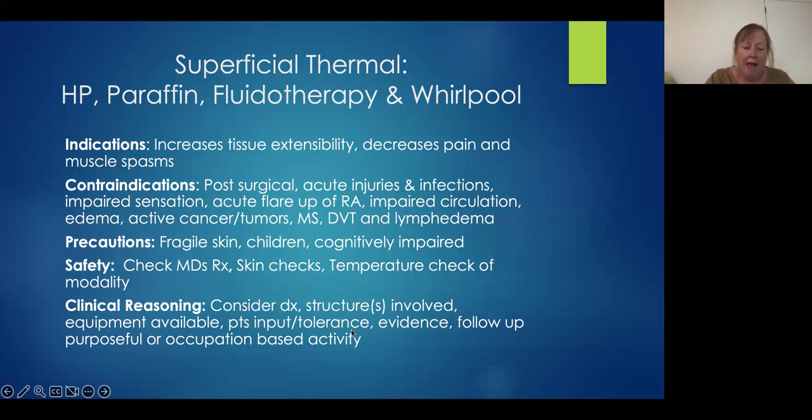And then also equipment that's available. You might get a scenario on the exam and it's a home care therapist. Okay. So you're not going to have fluidotherapy. You're most likely not going to have whirlpool. You may have paraffin. People can buy paraffin machines now. You might have your own hot pack that you bring. You want to look at the actual kind of setting that they describe in the scenario and what equipment might be available.